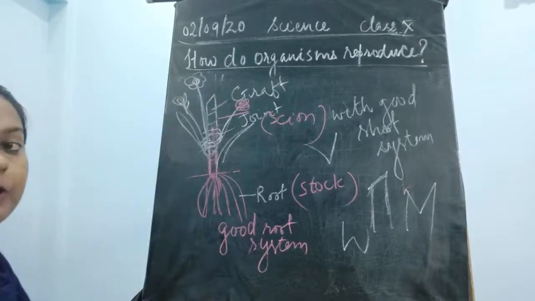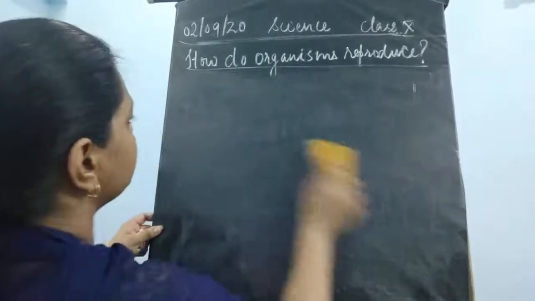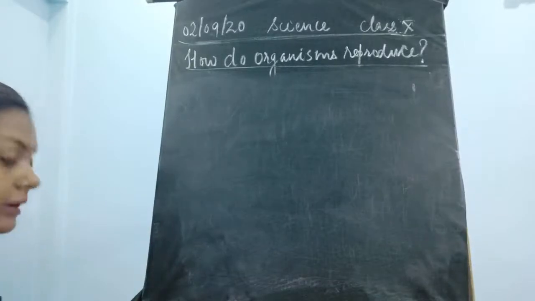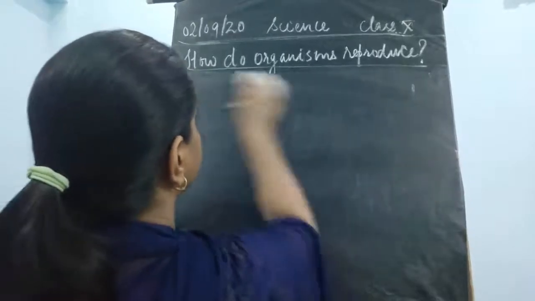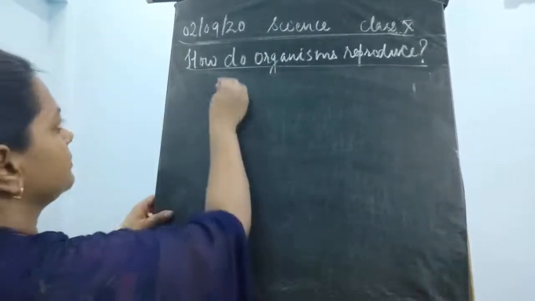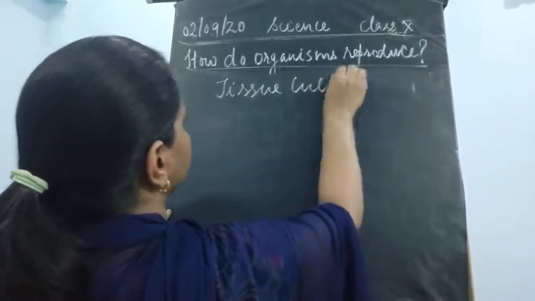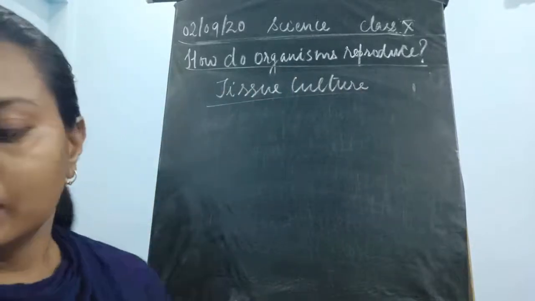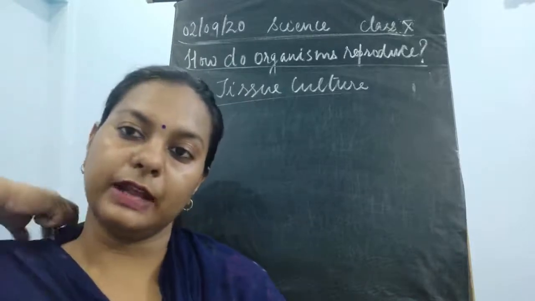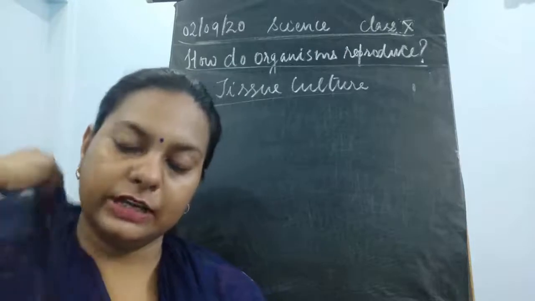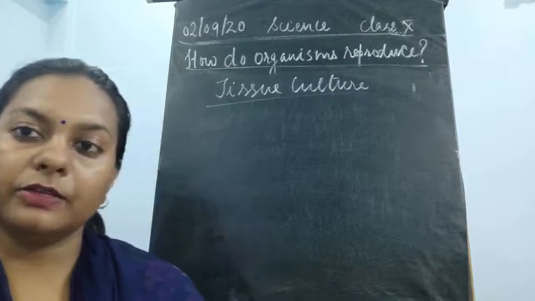I'll just tell you about the tissue culture also. So the last part of this vegetative propagation in the plants is the tissue culture. So the next is tissue culture. Now, what is this tissue culture? As the name suggests, culture means to grow. We are growing the plants, children. How will we grow the plants? I'll just let you know that these plants are being grown in the test tubes.